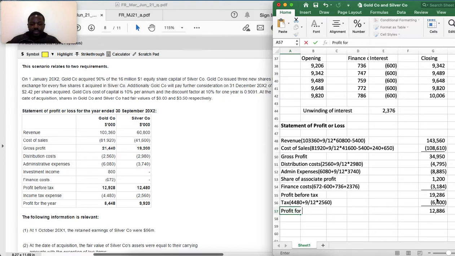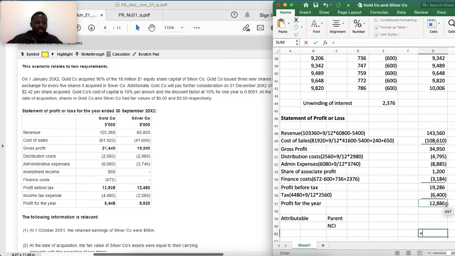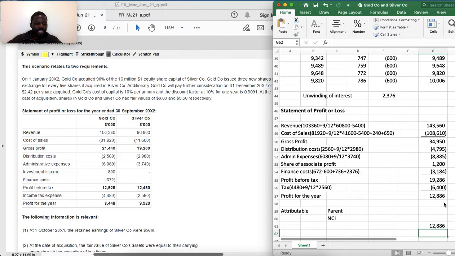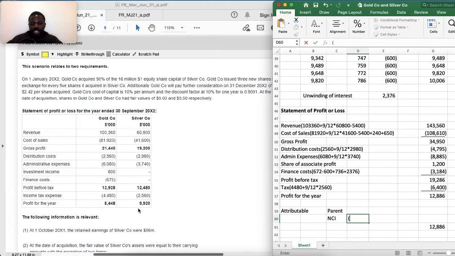Profit for the year. Now we need to split this profit to the parent and the NCI. The total will still remain as this. We need to split between the parent and the NCI. So how do we split the NCI? We take the profit for the year. This is what? 9,920.